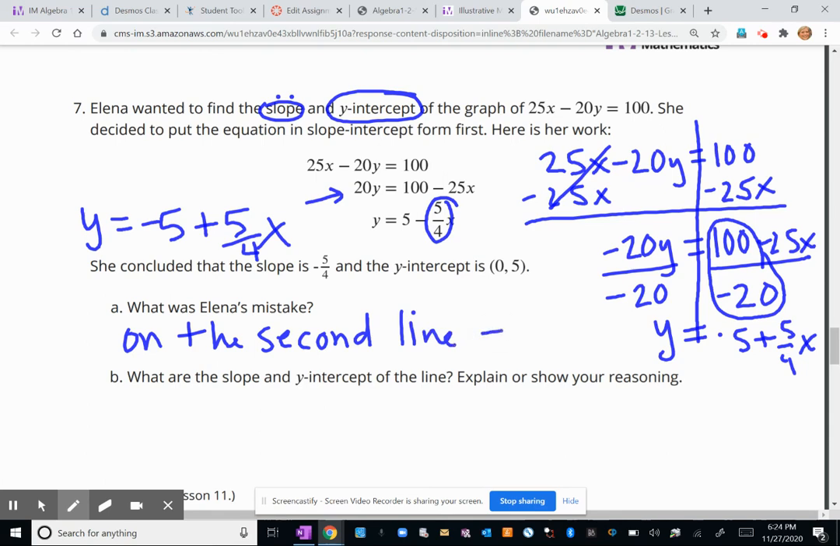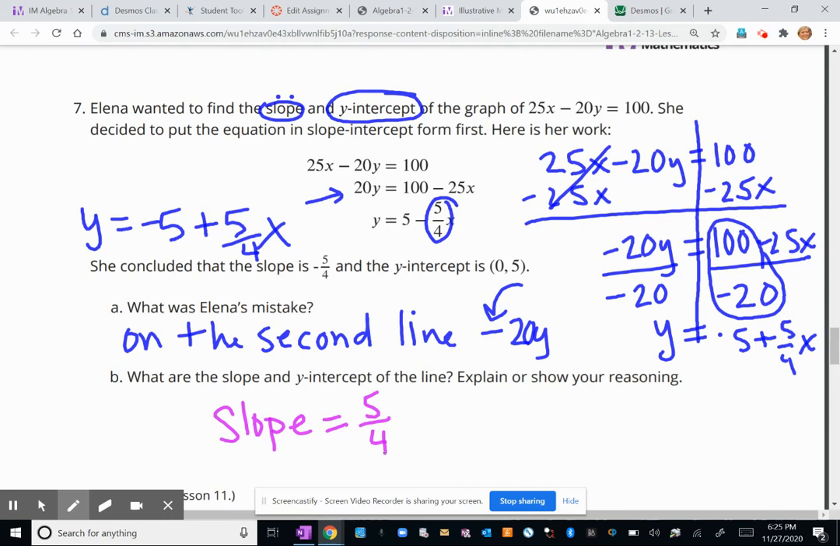She needed a negative in front of the 20y. Okay, so that was the mistake. She needed a negative there. What are the slope and y-intercept? Okay, well, now that it's actually in slope-intercept form above, I can tell what the slope is. The slope is equal to the 5/4, because that is the rate of how the function is changing depending on the x.